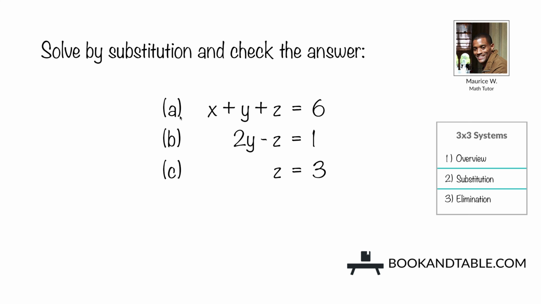Equation A, x plus y plus z is equal to 6. Equation B, 2y minus z is equal to 1. In equation C, z is equal to 3.